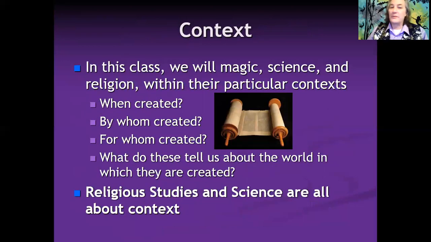And context. We made already this comment about context being critical. Magic, science, and religion within their particular contexts. So when created, by whom, for whom, what do they tell us about the world? Everything's context. Why do I keep banging away at this drum? Because we're going to see a lot of things that are ripped out of context. And ripping things out of context in a way is a powerful tool, because if you take something out of context, you can manipulate it to say whatever in the world you want.